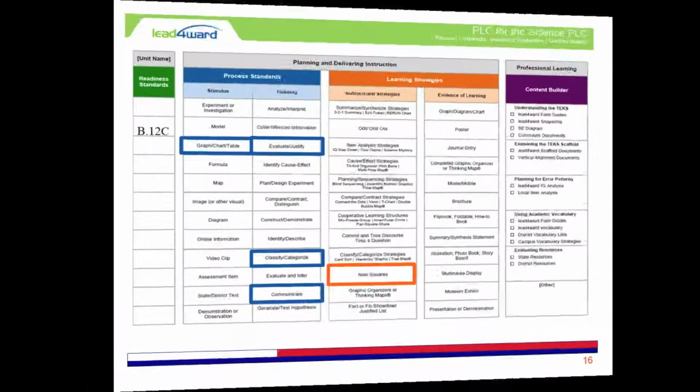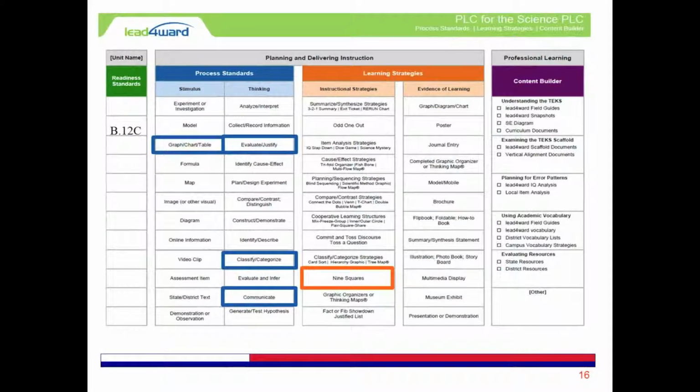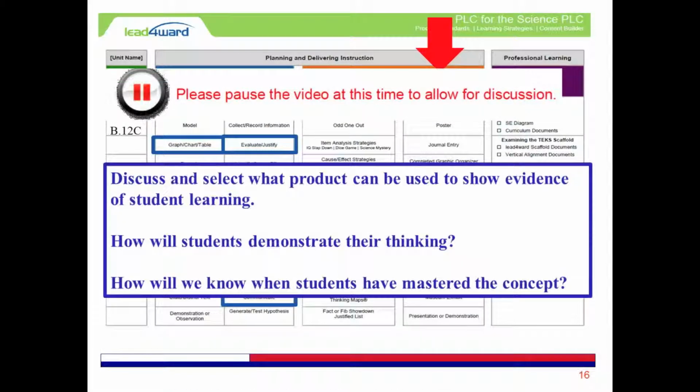Look at the evidence of learning column. Discuss and select what products can be used to show evidence of learning. Think about the questions: how will we know when students have mastered the concept? How will students demonstrate their thinking? And how will students show mastery of the content?